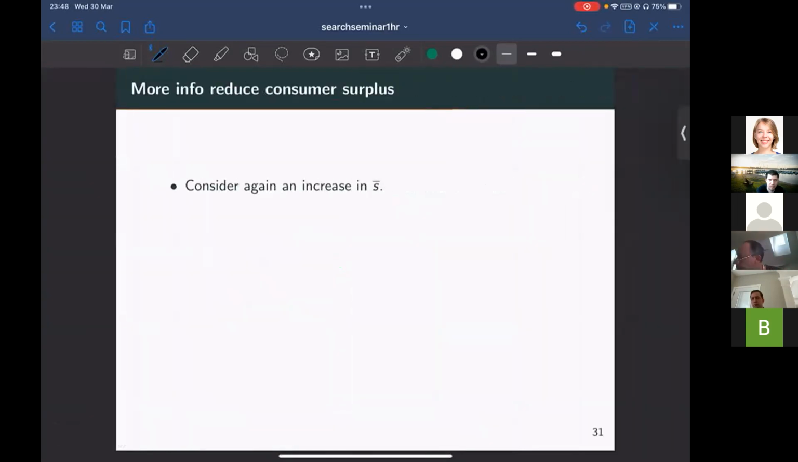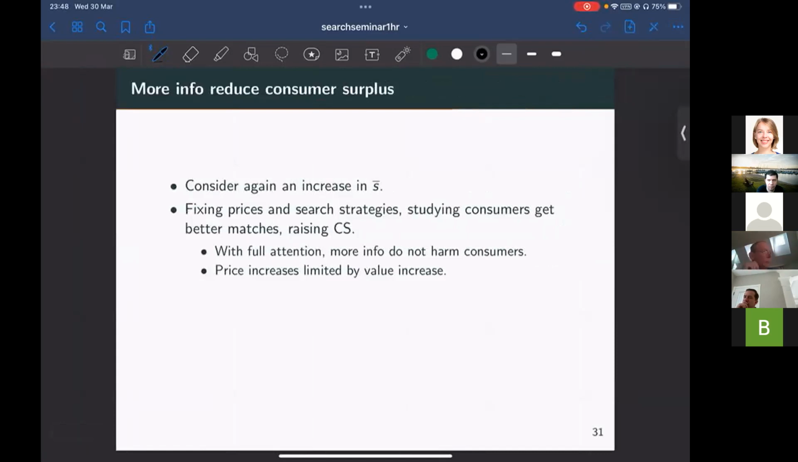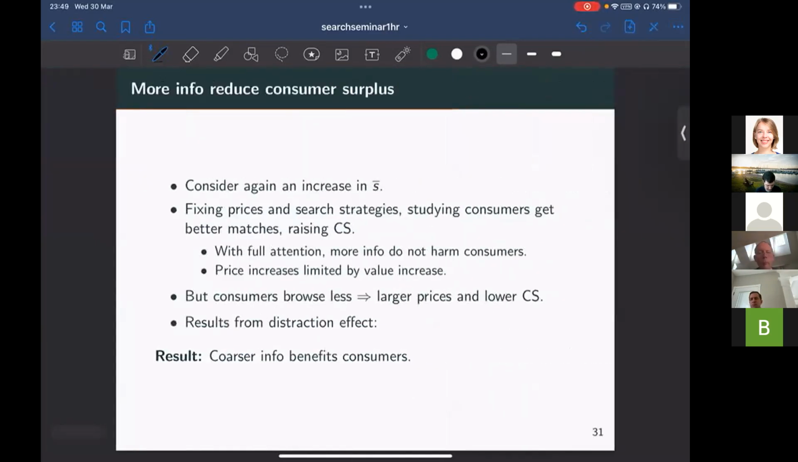So here I'm just going to talk about a world without limited attention and compare the result. If we consider again an increase in S bar, if we fix prices and search strategies, studying consumers will get a better match, and therefore that will raise consumer surplus. That's the case where attention is not endogenous. So with full attention, more information does not harm consumers, because the price increase is going to be limited by the value increase. But in the limited attention case, consumers browse less, and that brings firms a better ability to charge higher prices, which leads to a larger price in equilibrium and lowers consumer surplus. So one policy implication is that coarser information could benefit consumers.